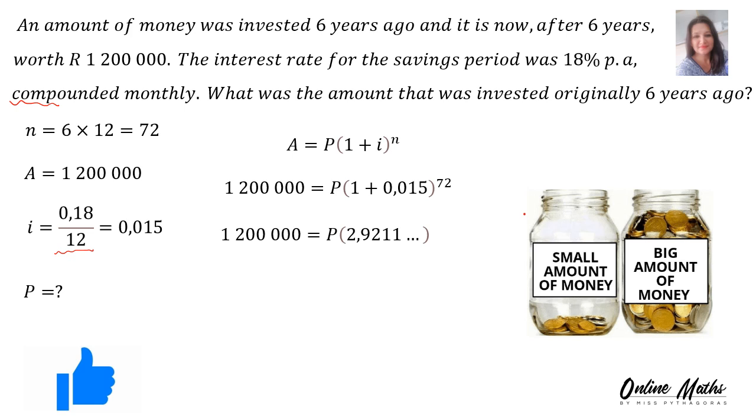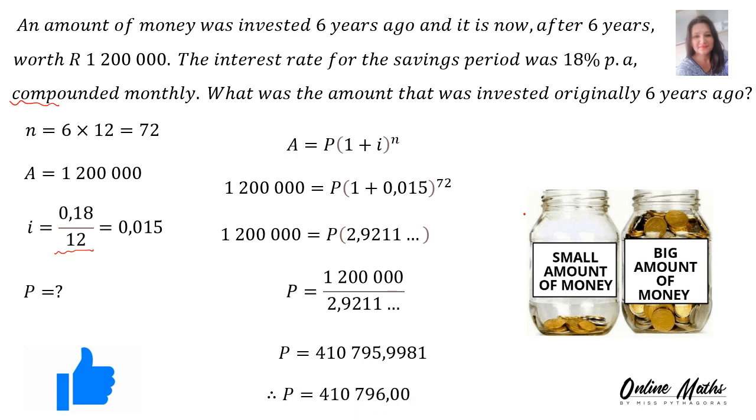Now you're going to divide away the 2.9 to find P. Therefore, the principal amount, the amount that was invested originally, was 410,795 rand and 99 cents.